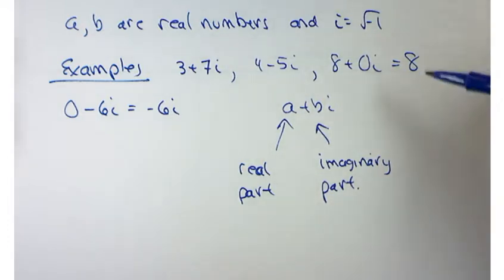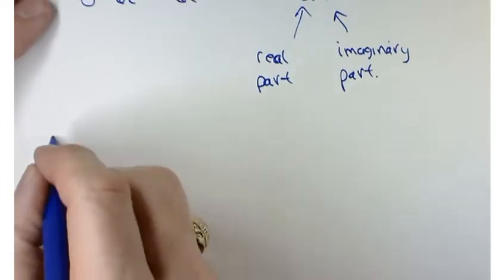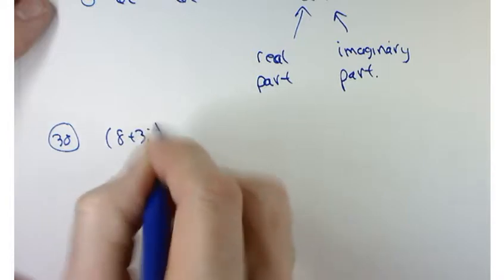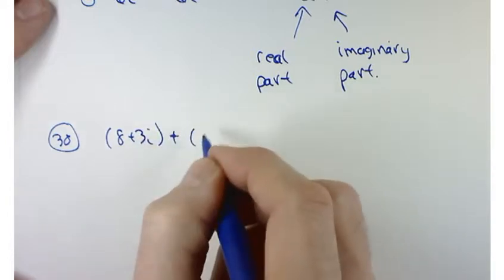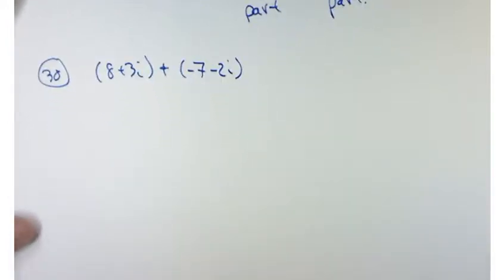So as I said at the beginning of this, our goal is to add, subtract, multiply, and divide complex numbers. Let's start with problem number 38. Eight plus 3i plus -7 minus 2i. This is not much more than adding like terms like you did with polynomials in Math 1100.